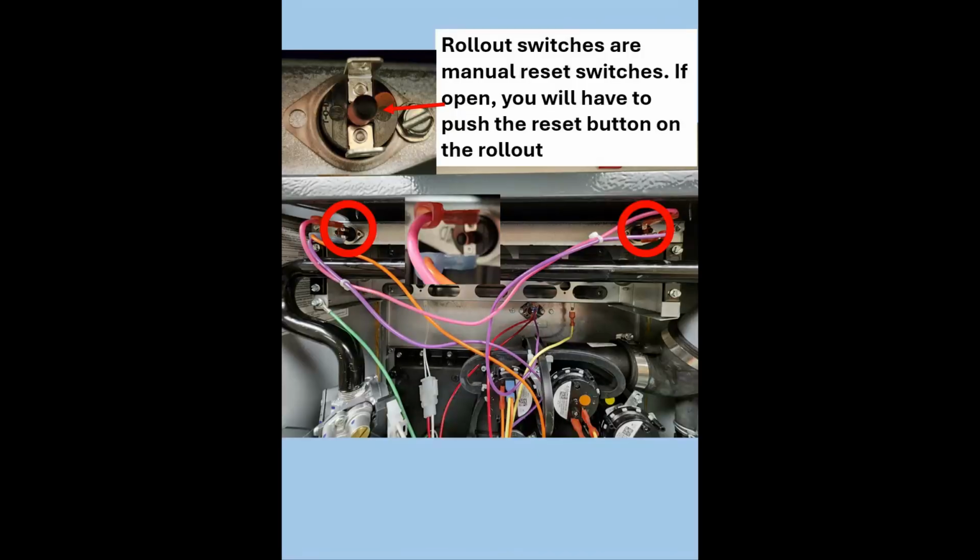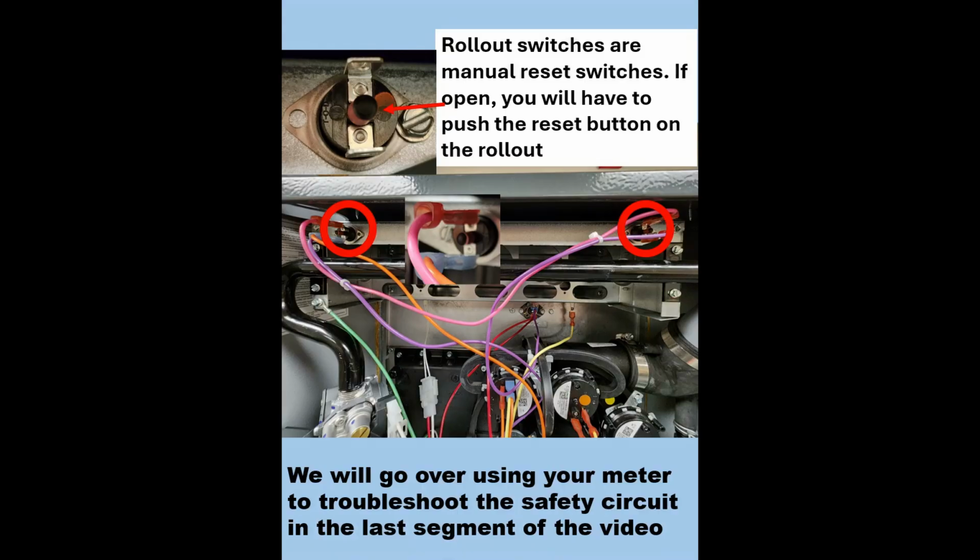Rollout switches are manual reset switches. If open, you will have to push the reset button on the rollout. And of course, we know that the reason a rollout switch is manual reset is because if a rollout switch is open, somebody qualified needs to go down and look at the furnace and figure out why it's tripping on the rollout. And again, the word qualified. We will go over using your meter to troubleshoot the safety circuit in the last segment of the video.